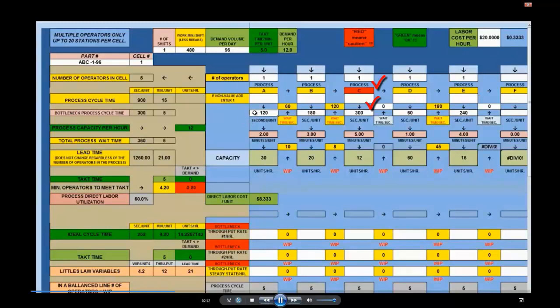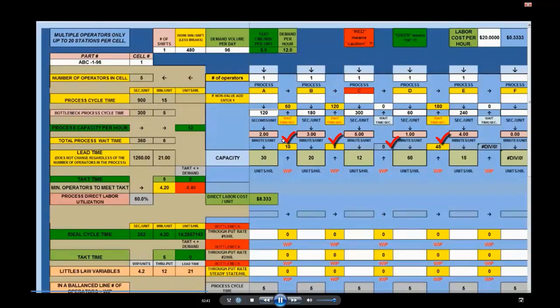Notice that process C is now red, indicating that it is the bottleneck process. And if there is any wait time, it is indicated here and will affect our work in process, throughput rate, and lead time negatively. Let's review the information we have developed so far. We see the capacities of all 5 of our processes, the bottleneck process, wait times between processes, and the total amount of work in process between each process.